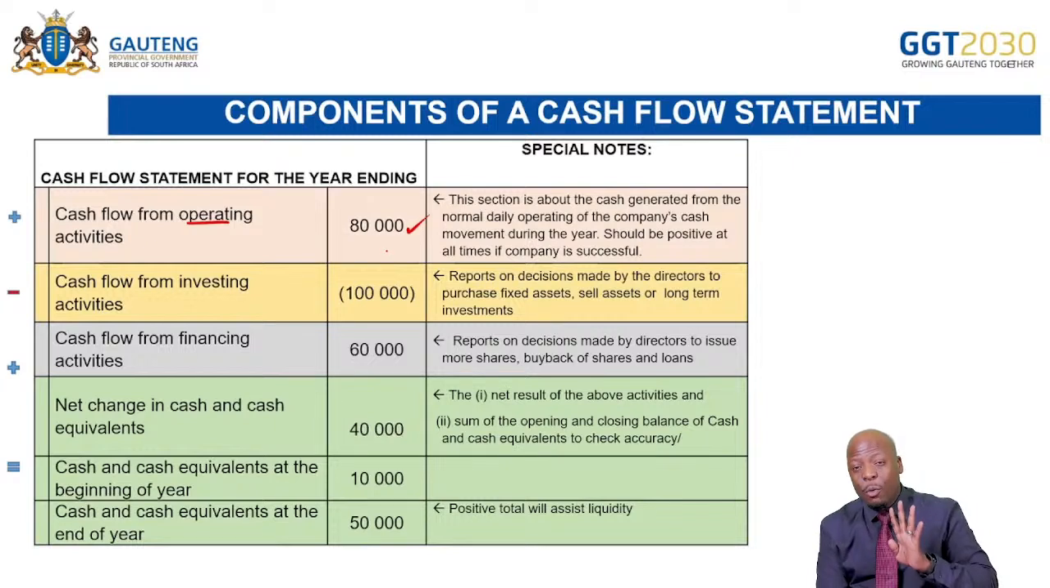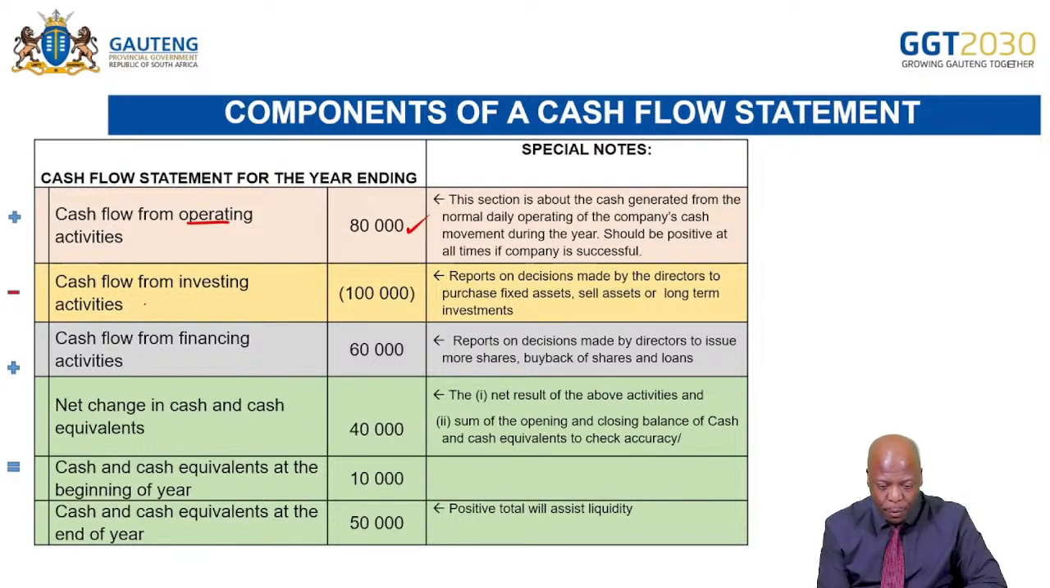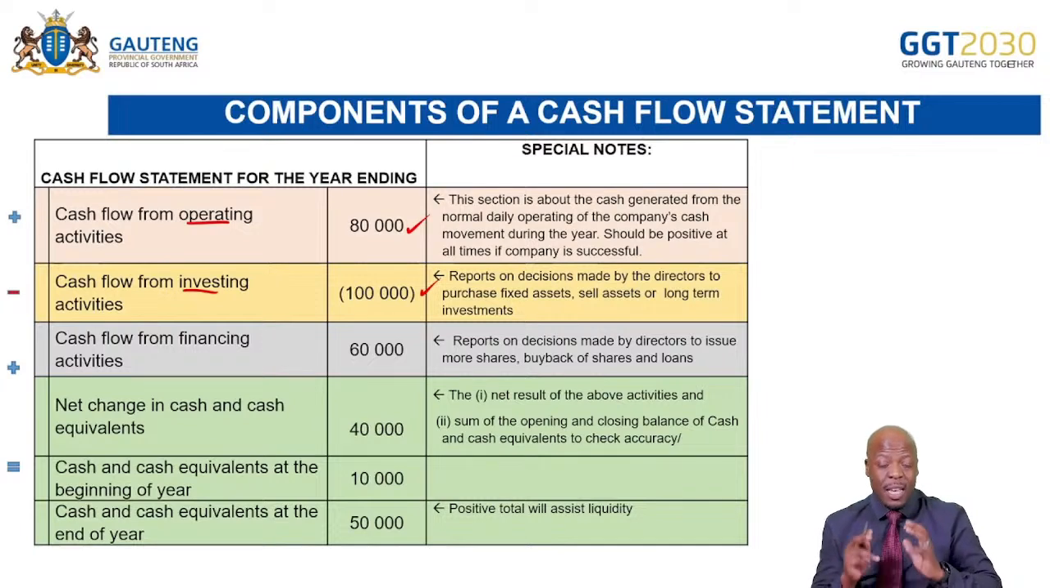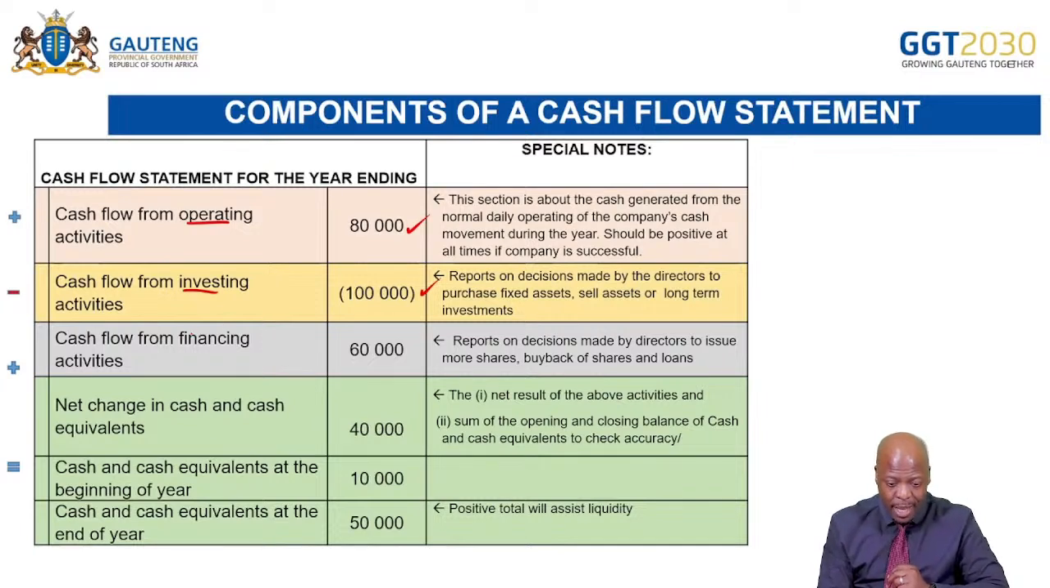After you've recorded all your 4 items, and then cash flow from investing activities, you have your negative 100,000. Remember, once it's negative, it must always be in brackets. And then you have a cash flow from financing activities, which is 60. Then you will see that if you add up all these, taking into account that that is a negative, you now end up with net change in cash and cash equivalents, which is 40,000.